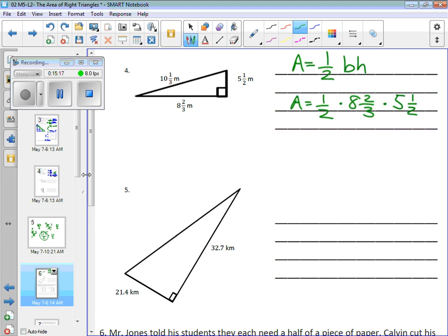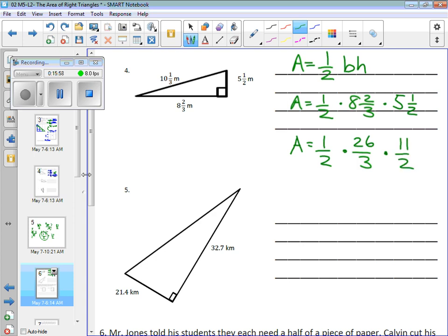The fractions. It's already a mixed number. You got to change it to an improper fraction. 1/2 stays 1/2. Anna, what is 8 2/3 as an improper fraction? You got it. What about 5 1/2, Anna?